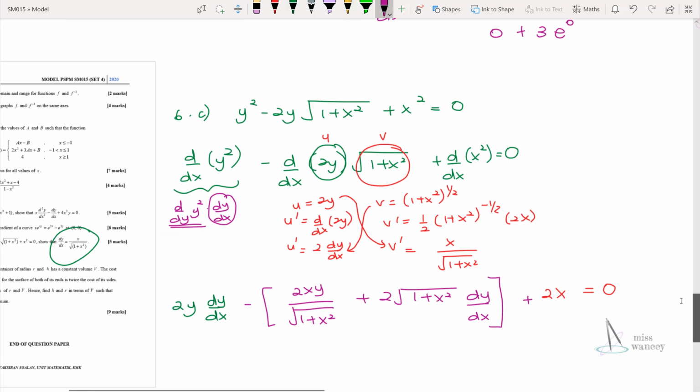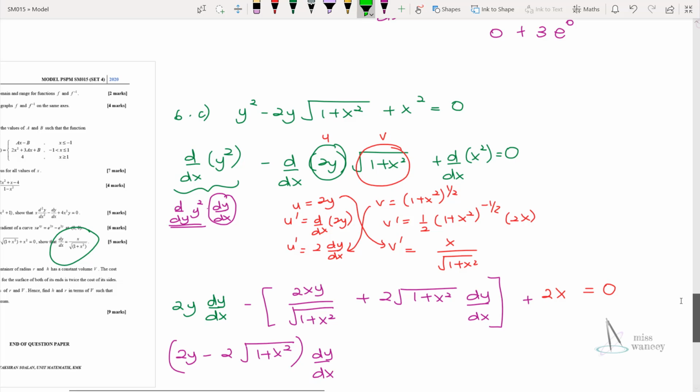Okay, so now what we do is I'm going to let dy over dx be on the left hand side and everything else will go to the right hand side. So this is 2y minus 2 the square root of 1 plus x squared times dy over dx.